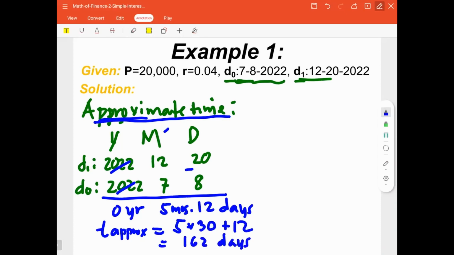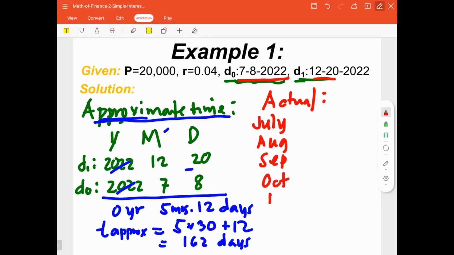Okay? Now for the actual time, we need to write all these months, starting with this initial date of July. Take note, from July 2022 to December 20, 2022. So we'll have all those months there: July, then August, September, October, November, then December. Let's start with the maturity date, December 20. So we'll take that date first.